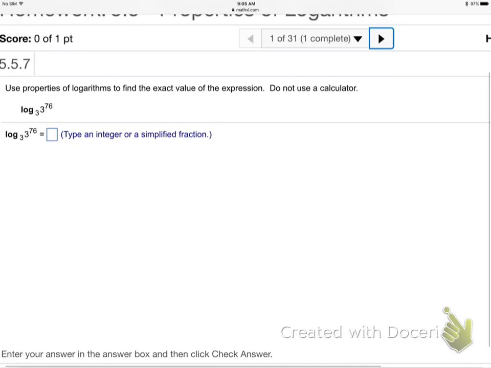This is more log, so in some ways it's good. It'll strengthen, because there's logs on today's test. This will strengthen more of your log knowledge. So log base 3 of 3.